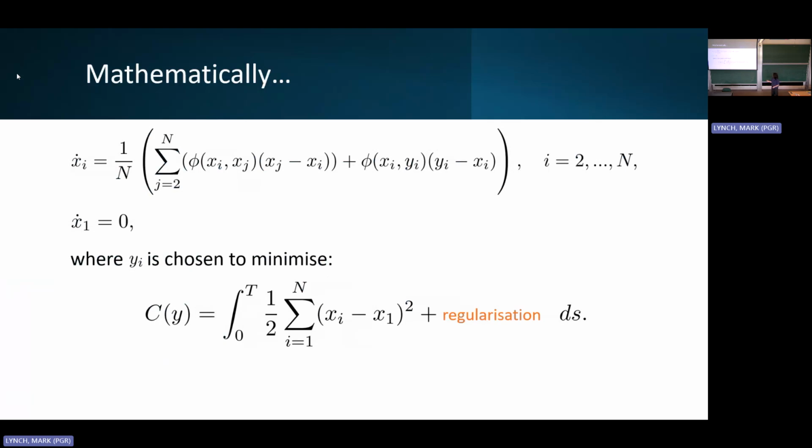And then we're going to add some regularization. So we're going to add some limits to what lies can be told, and those are going to be based on some social conventions, basically. Or we can have no regularization at all.